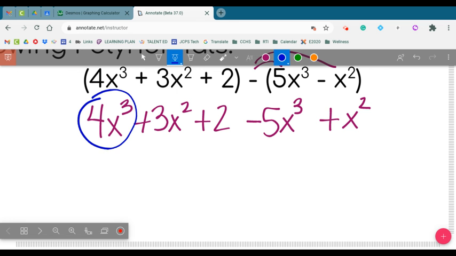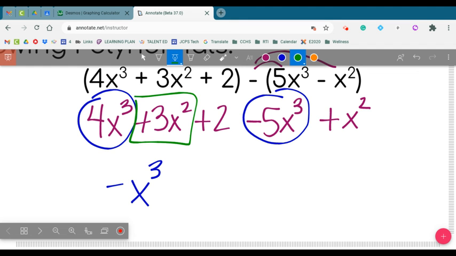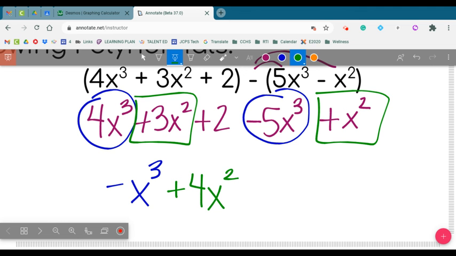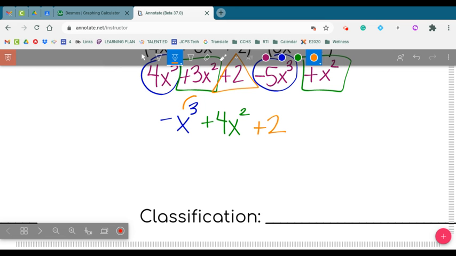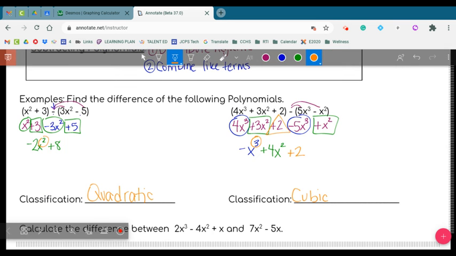We have 4x cubed and negative 5x cubed. It's going to give me negative x cubed. I have 3x squared and x squared. It's going to give me 4x squared because I add my coefficients. And then 2 doesn't have anything, so we just tack it on the end. My biggest exponent is 3, so this is going to be cubic. Let me know if you guys have any questions on those first two. Let's move on to the bottom.